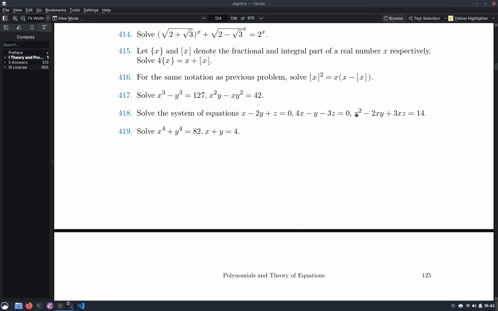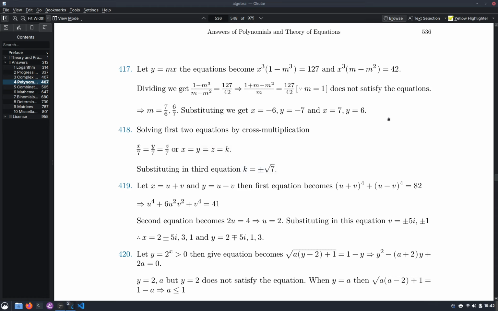So you will get how much? k square minus 2k square plus 3k square. So that is 2k square. So k is plus minus root 7. Once we have the k, we know x, y, and z.